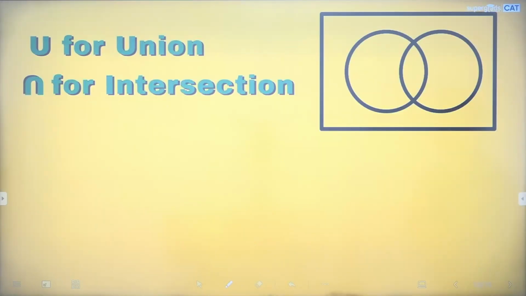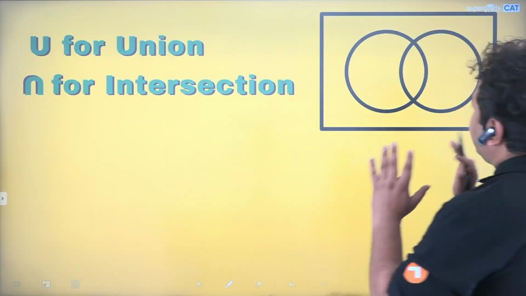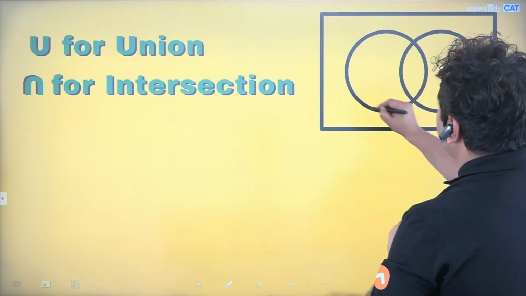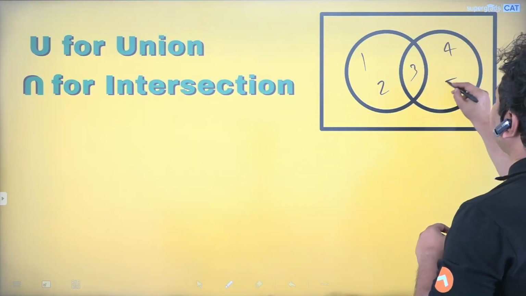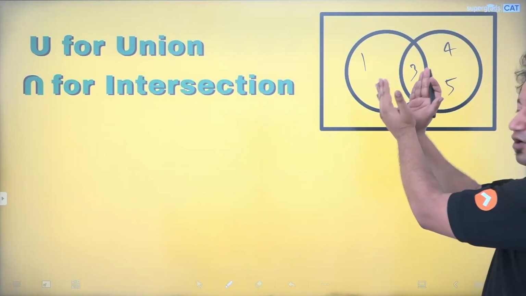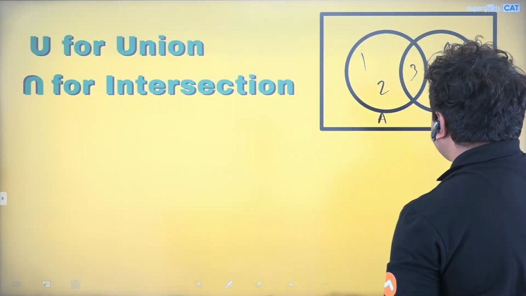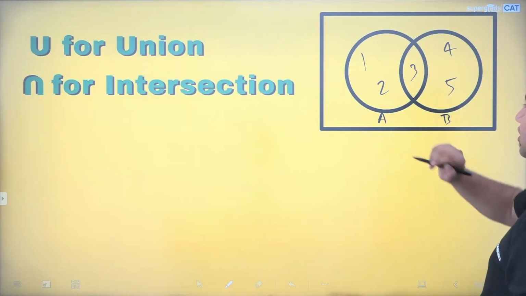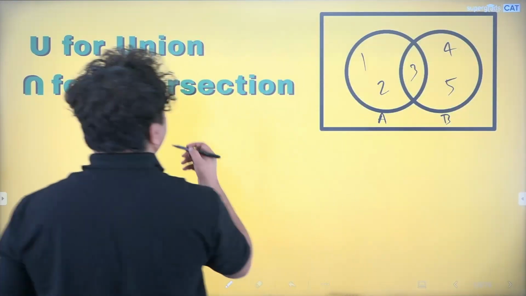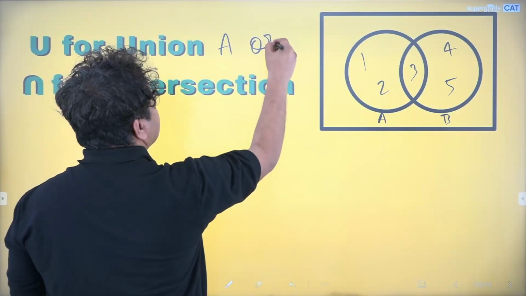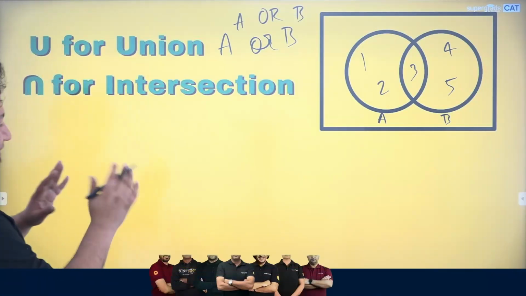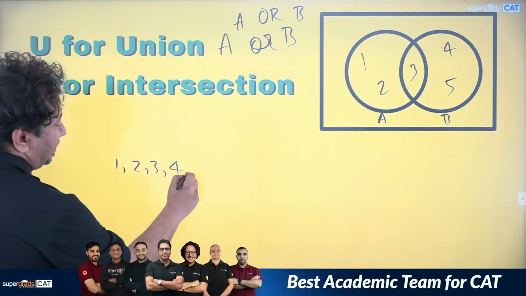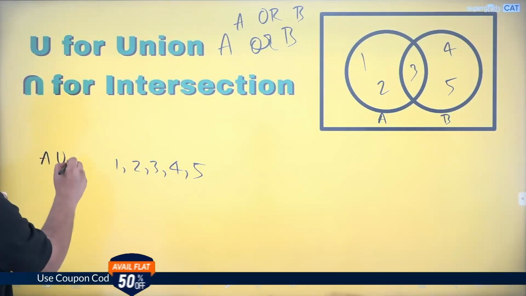Now, coming to the next one. This is set union, U for union and inverted U for intersection. Now, what does that mean? Let us say this is a Venn diagram. This circle represents a few digits, 1, 2, 3, and this one represents 3, 4, 5. You can see that there is a common area between both these sets. If I represent this set as A and this as B, 3 is common. Union can also be read as A or B, which means everything that is in A or B will be a part of this union. So A union B will be equal to this.